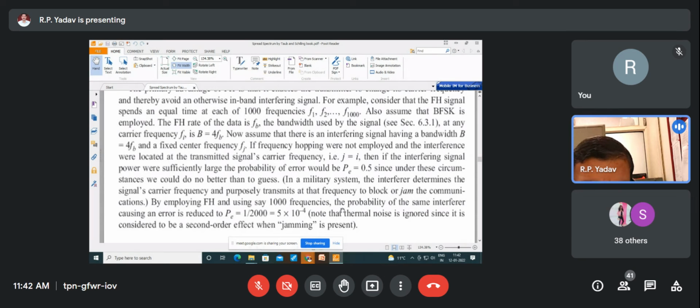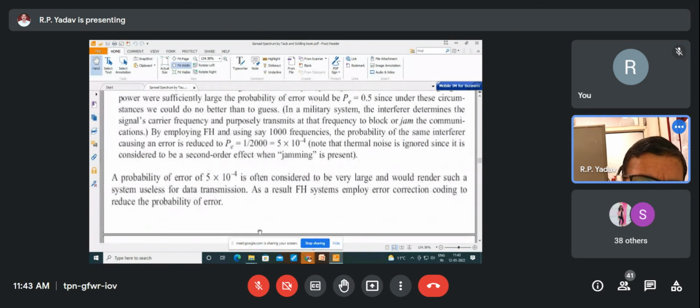Note that thermal noise is ignored, but you understand the concept of how a frequency hopped spread spectrum system cannot be easily jammed or blocked, and no unauthorized user will be able to access that signal. Even if you are transmitting, let's say, a song or music to your friend through Bluetooth, that's very safe.